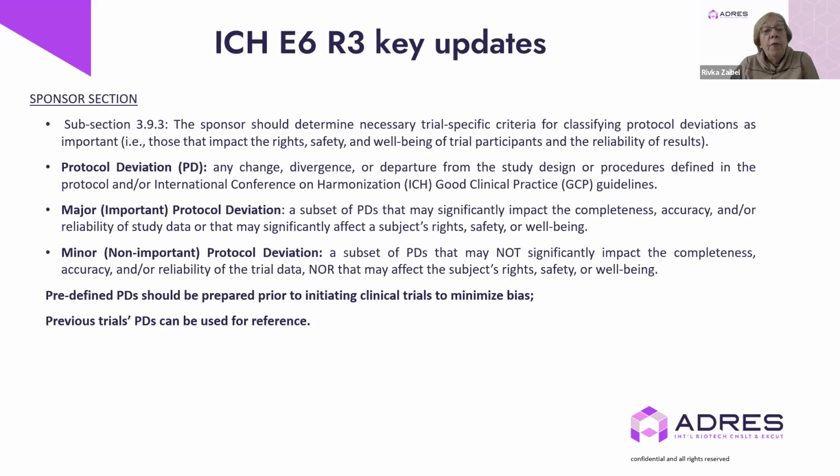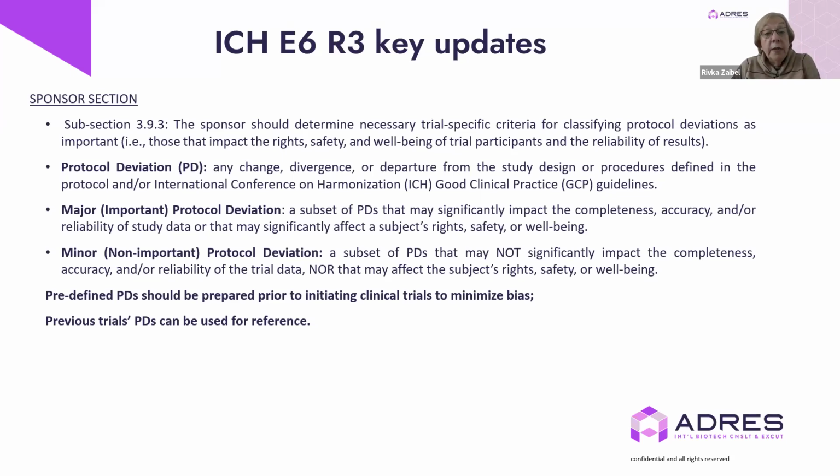For subsection 3.9.3, and I mentioned that earlier, the protocol deviation. The sponsor should determine necessary trial-specific criteria for classifying protocol deviations as important, i.e. those that impact the rights, safety, and well-being of trial participants and the reliability of results.